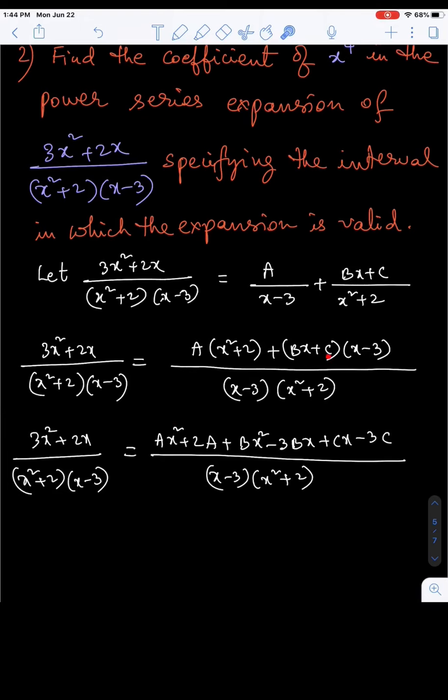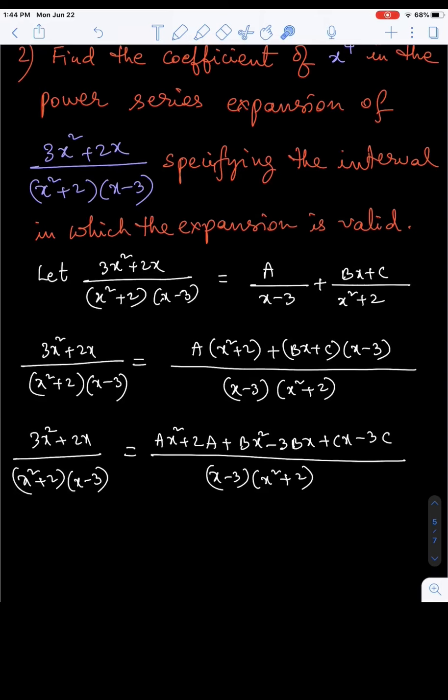Ax square, 2a over 2 terms. Complete 4 terms should come: 1, 2, 3, 4. So bx into x is bx square. Bx into 3. Don't forget there is a minus symbol: minus 3bx. Cx, c into 3. Here also minus should come.